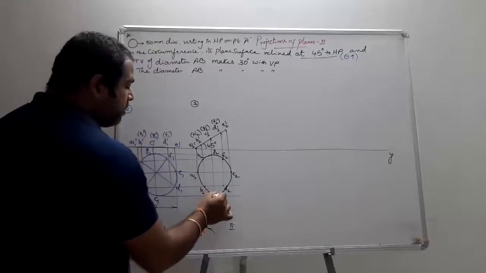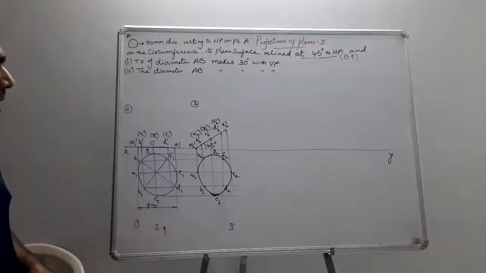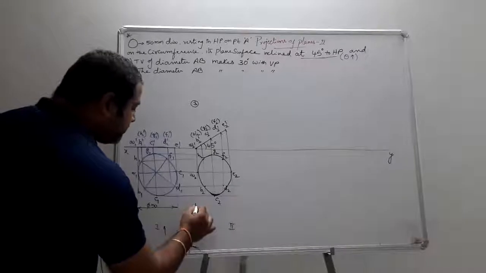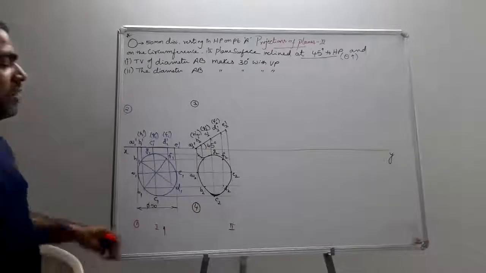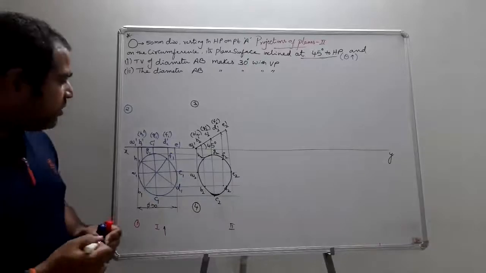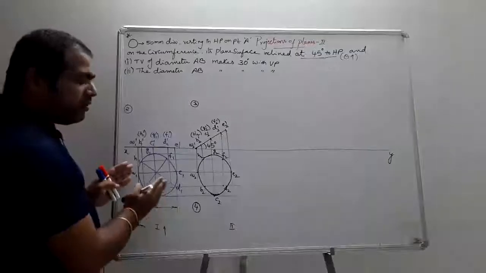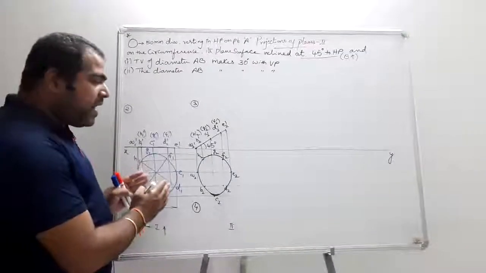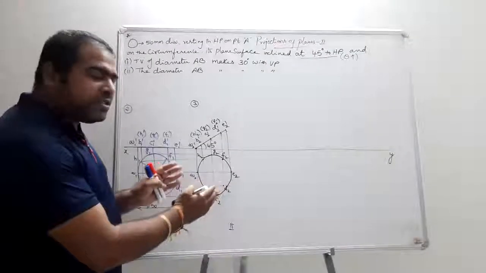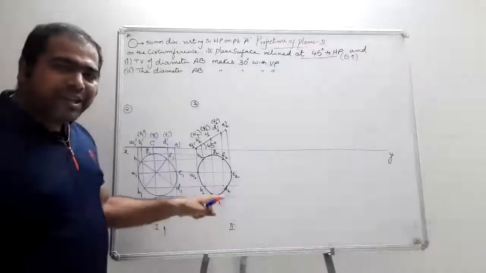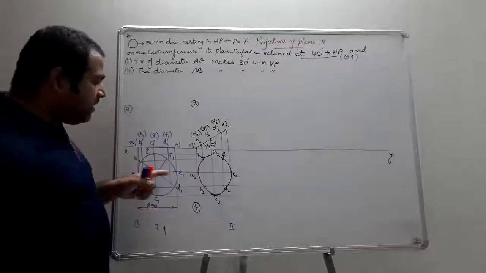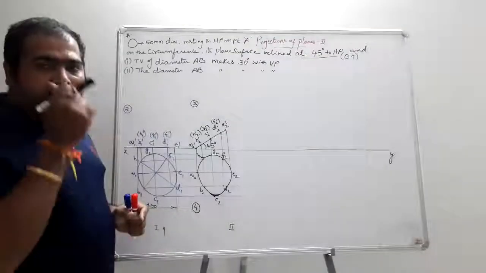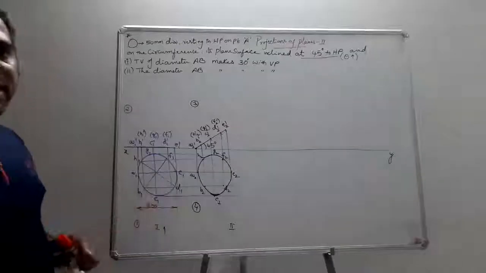Now if I join all the points, I am supposed to obtain an ellipse. So that was going to be the regular size. Always your simple position is going to become your true shape, and going on for the next stages, you are going to obtain the reduced size. So here it is a circle, the reduced size is going to be obtained as an ellipse. So the second stage is completed.